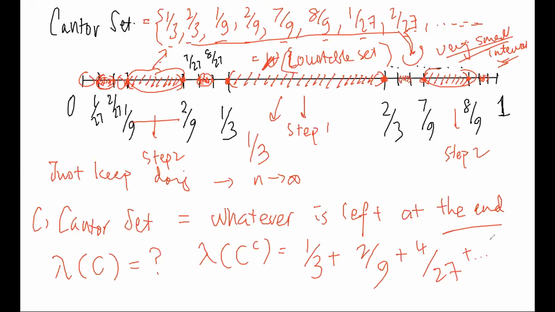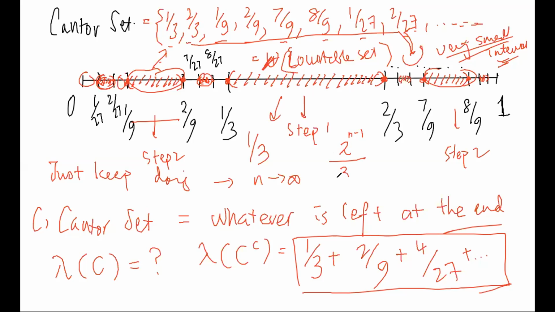So the Lebesgue measure of the complement of the Cantor set will be equal to this sum, because they are all disjoint, so you can sum their lengths. If you look at it carefully, the general form is 2 to the power of n minus 1 over 3 to the power of n, where n starts from 1, 2, and so on. So basically you sum this.